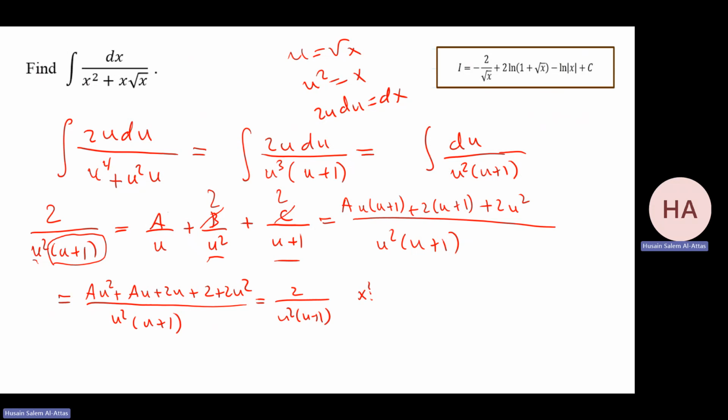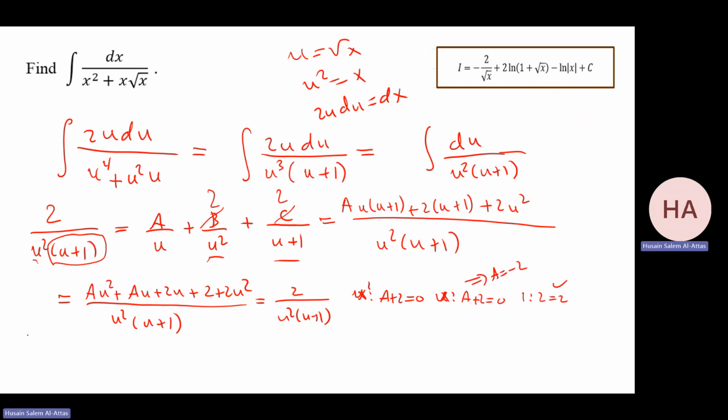Now what's the coefficient of x square? The coefficient of x square will be a plus 2, and that should be equal to 0. The coefficient of u will be a plus 2 also, and it's 0. So very clear, a is -2. And just to be sure, the constant 2 equals 2, which is correct. So a equals -2.